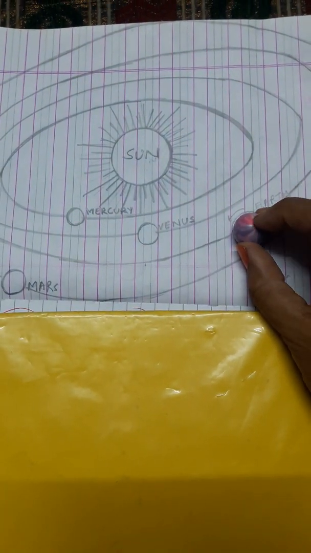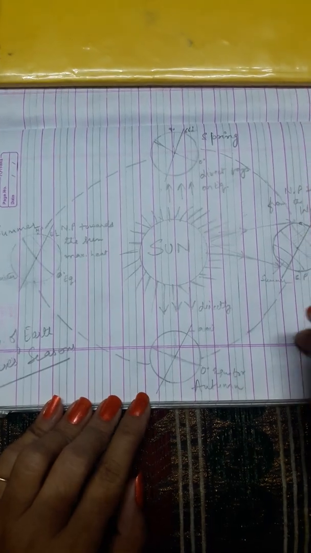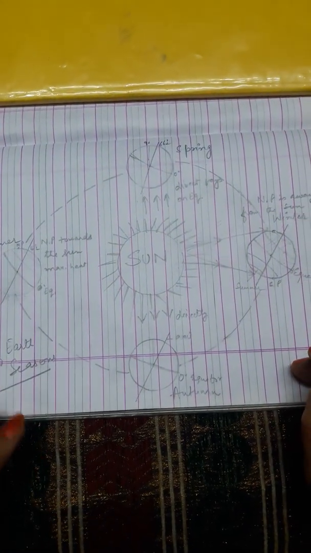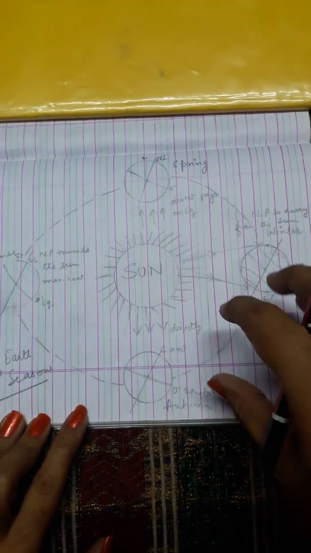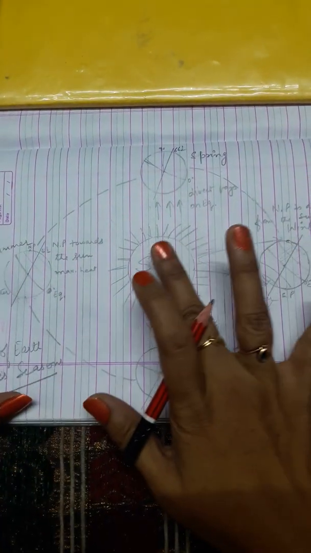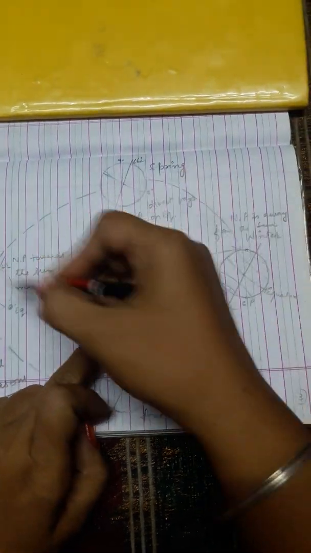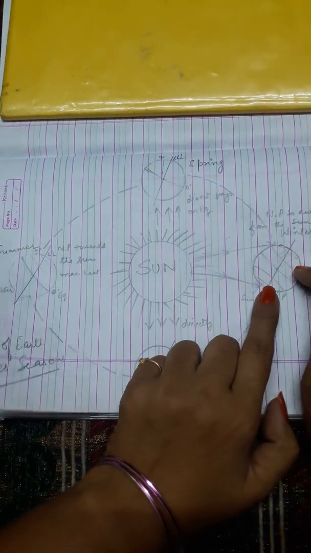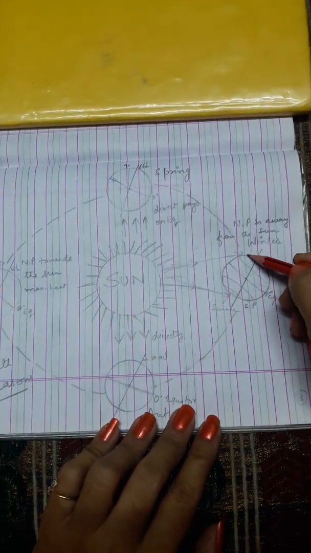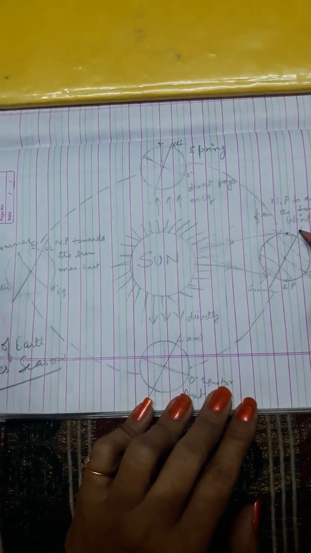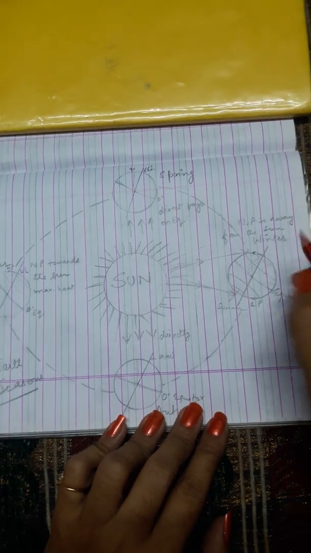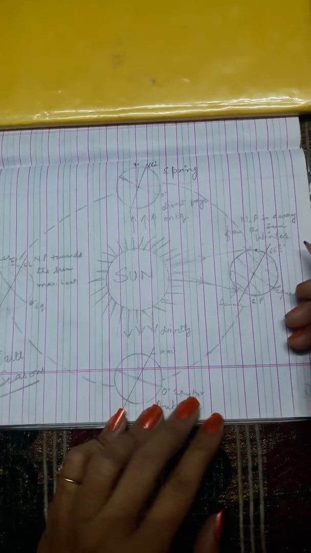Now I'll explain the seasons. Children, this is my third diagram, in which we'll see how the seasons are caused by the revolution of the earth. Again see, this is our sun and this is our earth. Here is the north pole and this is the south pole. And what is this, children? This is the axis, and the earth is inclined at an angle of 66.5 degrees.